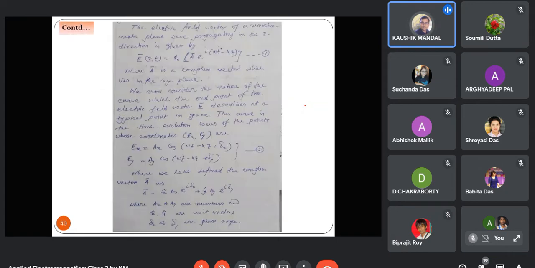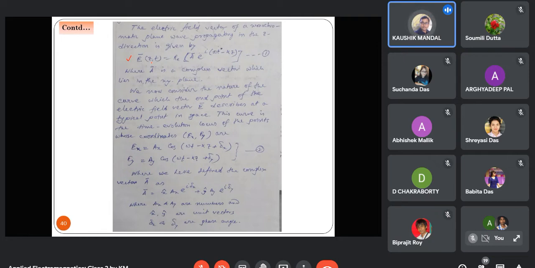So with this basic discussion about polarization, now we are moving to the derivation of the general expression for circular polarization and elliptical polarization. As per our basic discussion, we will only concentrate on the electric field vector E, and we have to consider its two components, the X component and the Y component. We are only considering the real part.